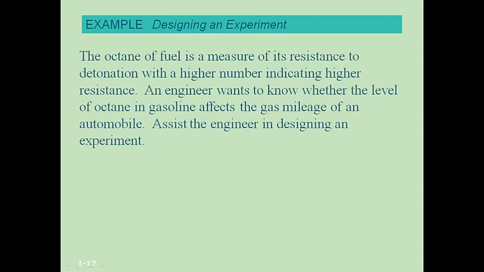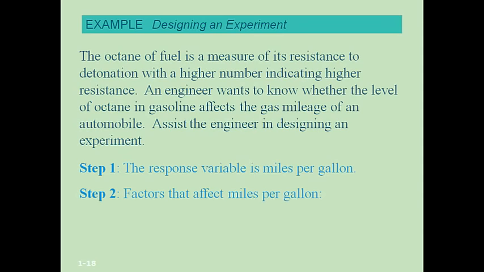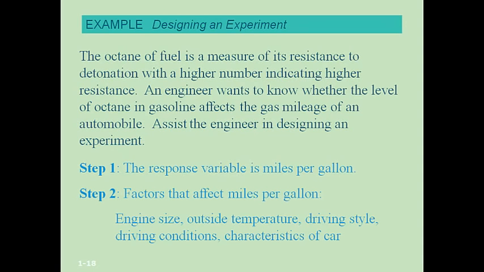Assist the engineer in designing an experiment. So the first step, remember, was to identify the problem to be solved. And this is often the claim. So the response variable is miles per gallon. Step 2 are the factors that affect miles per gallon. This would be engine size, outside temperature, driving style, driving conditions, and characteristics of the car.